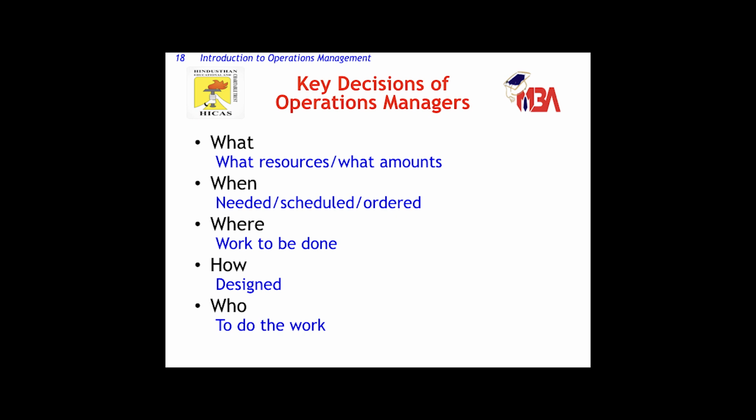He has to decide what resources are required and what amount is required. That is the decision-making process which he does. When it is required, when to order, when to get it, what is the time of need.